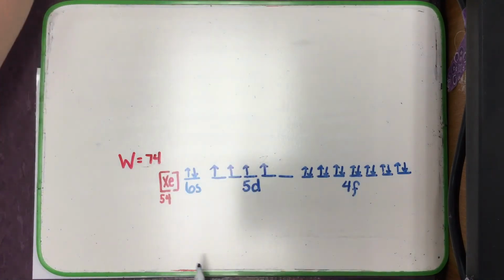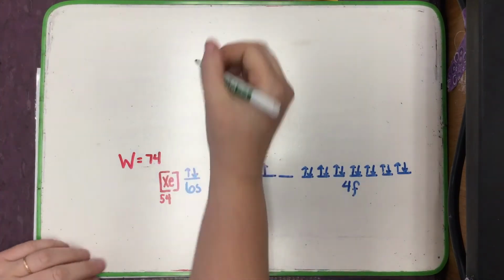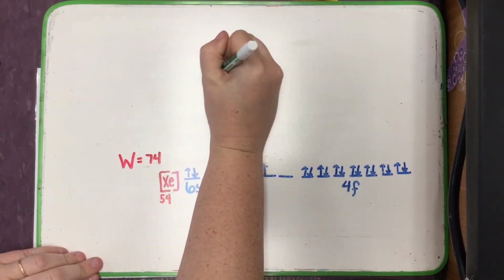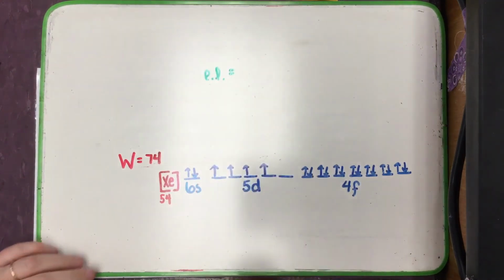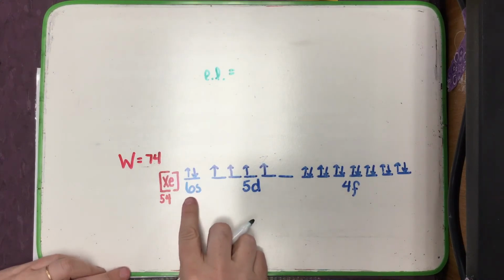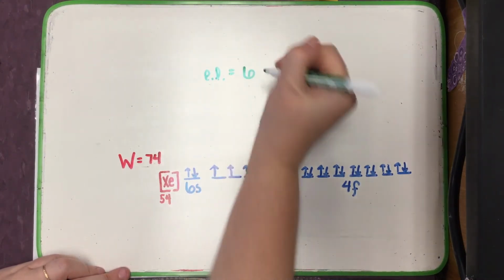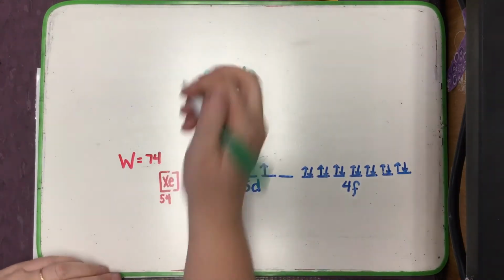Now that I have this drawn out, let's practice counting those other things we need to know. So energy levels are always the biggest principal quantum number. The biggest number I wrote was a 6, so there are 6 energy levels that are occupied.